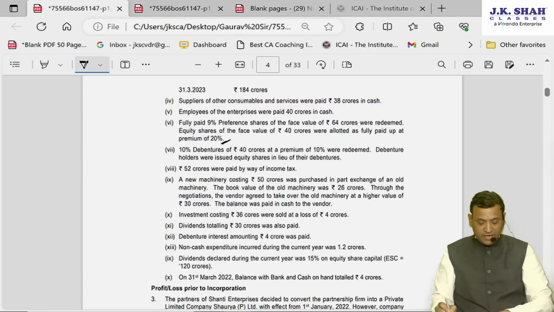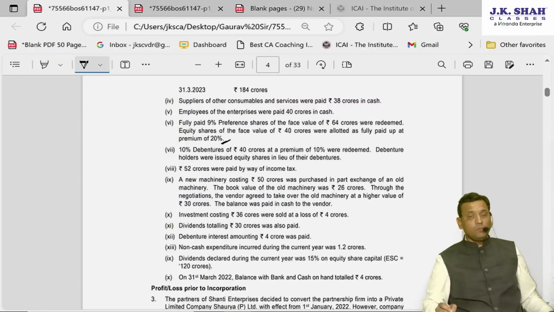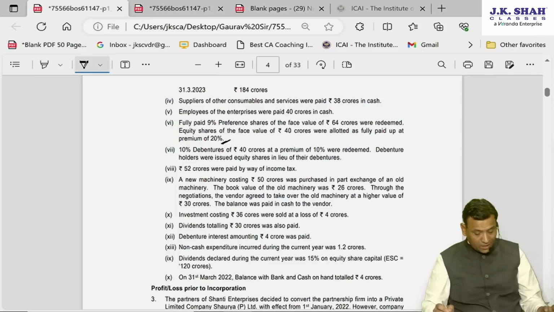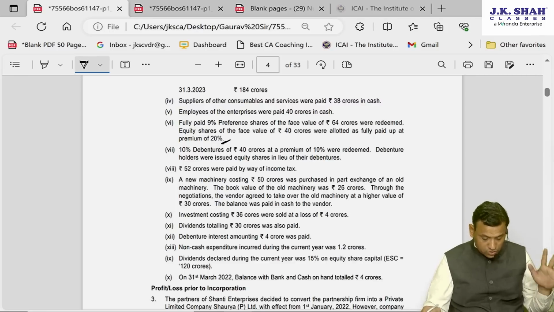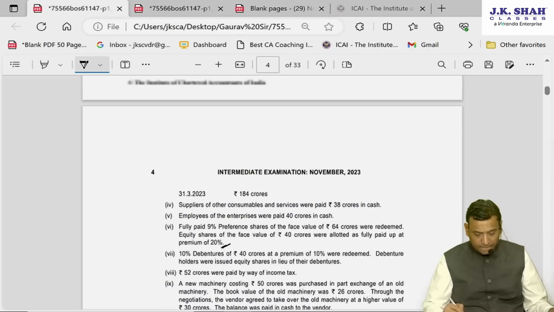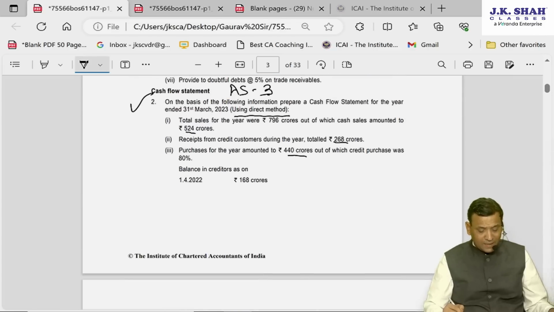Non-cash expenditure incurred during the current year was 1.2 crores. Dividend declared during the current year was 15% on equity capital, which is nothing but 120 crores into 15%. On 31st March, the balance with bank and cash on hand total 4 crores. Okay, friends. This question is not complex, but many detailing stuff is given.